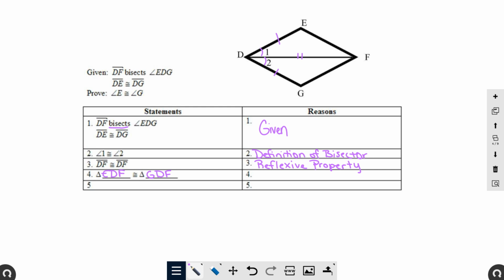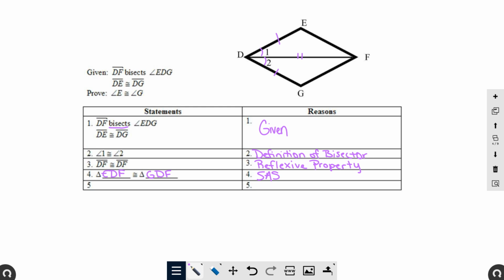Now, why are those two triangles equal? Or do we need to chant again? Side angle side is the reason. Because we have two sides and the angle that's between them. So we have the angle that's included.